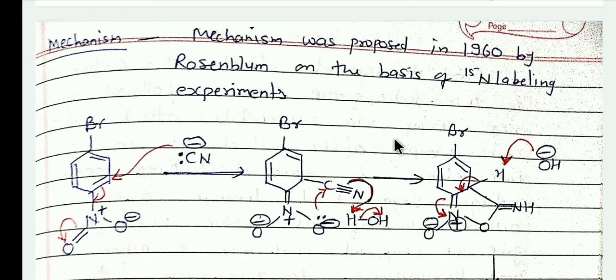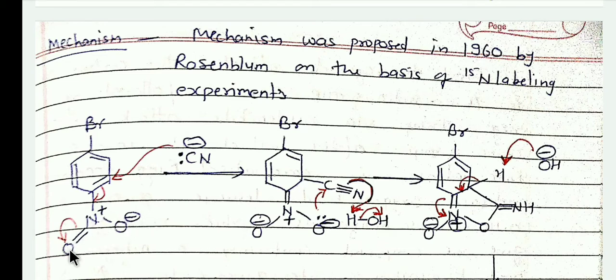Now, what is the mechanism of the von Richter rearrangement? The mechanism was proposed in 1960 by Rosenblum on the basis of an isotopic labeling experiment. He used a 15N labeling experiment to determine the mechanism. In this mechanism, CN minus is the nucleophile and this para-nitro aryl bromide is the substrate.